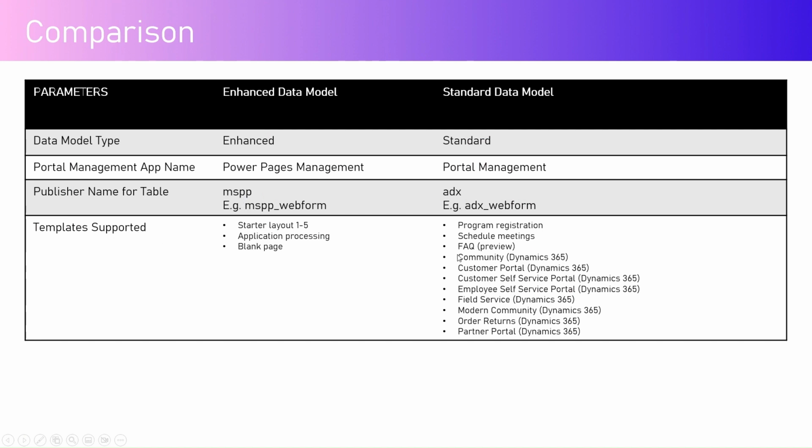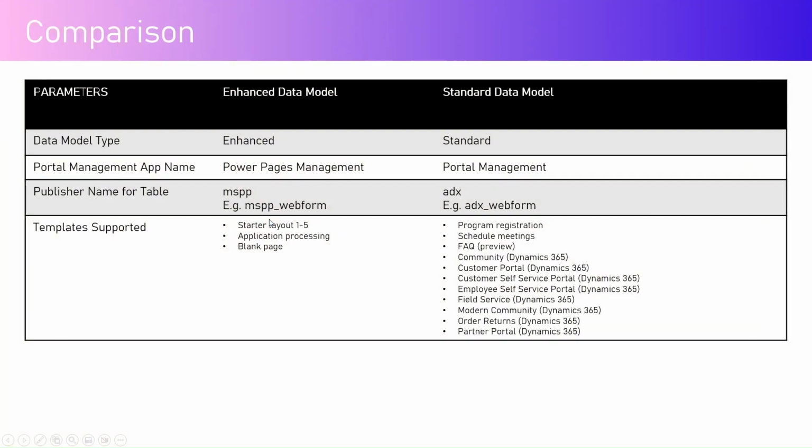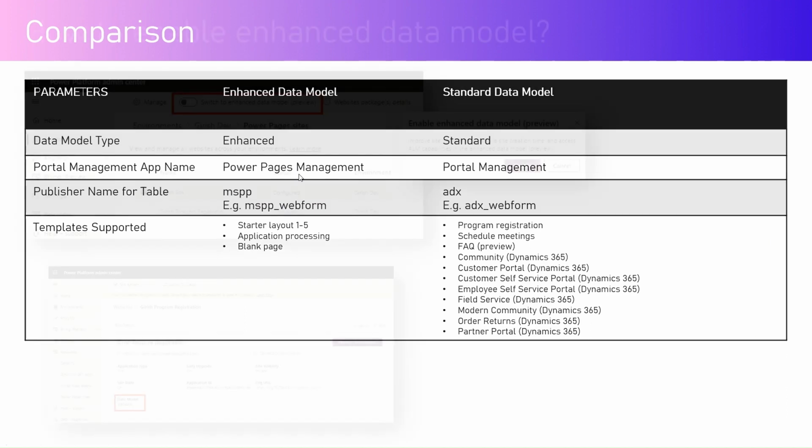The templates supported in standard data model are all the older templates like program registration, schedule meeting, FAQ, and all those things are based on old templates. Now, Start layout 1 to 5, application processing, and the blank page templates are the enhanced data model specific templates, which are part of enhanced data model.